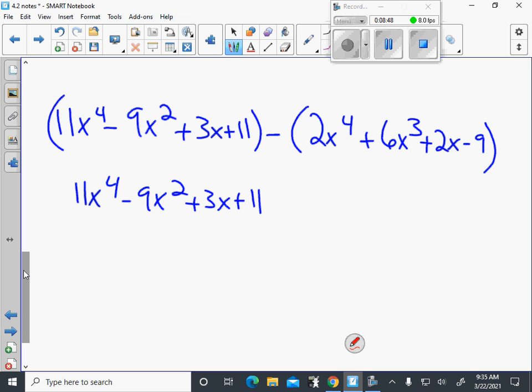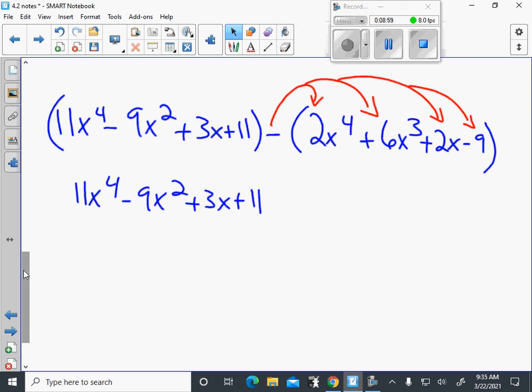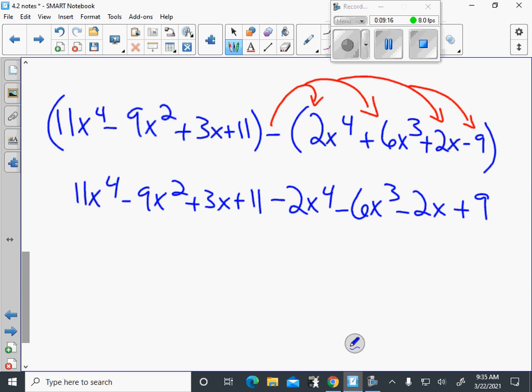This minus sign we have to distribute to everything inside the parenthesis. In other words, flip the sign. Okay, so we have a positive 2x to the fourth in the parentheses. That's going to become a minus 2x to the fourth. We have a positive 6x to the third. It's going to become a minus 6x to the third. Positive 2x becomes a minus 2x, and a negative 9 becomes a positive 9.